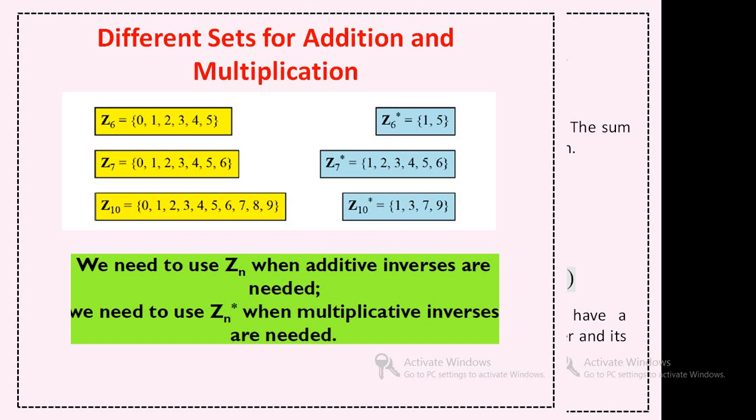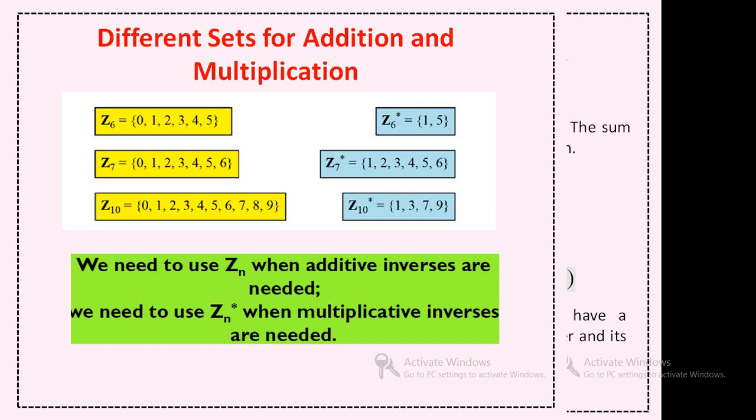Whereas on the right hand side, Z6 inverse or Z6 star, if you call it that, usually serves for the multiplicative inverse representation. If you consider Z6, you have the elements 1 and 5. So 1 and 5 are the two elements for which the multiplicative inverse exists. In the same manner, you can try and find out what the multiplicative inverses are.